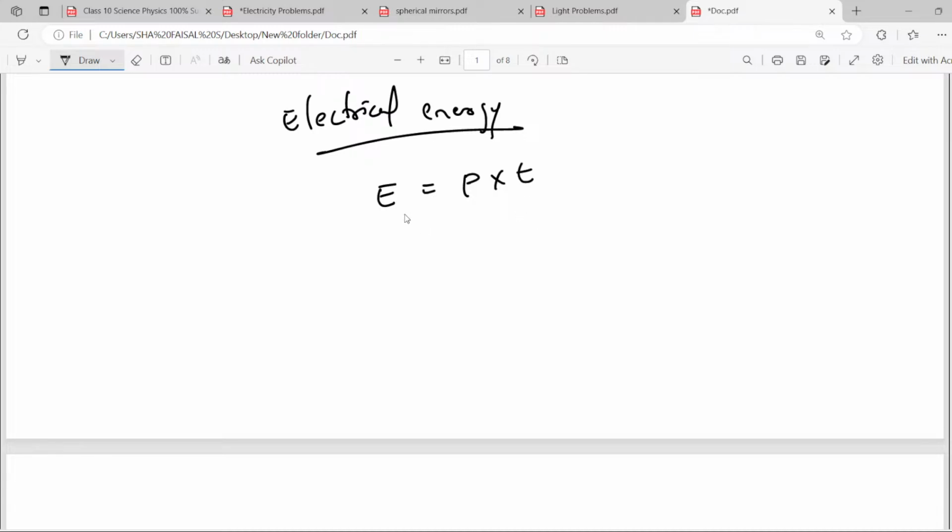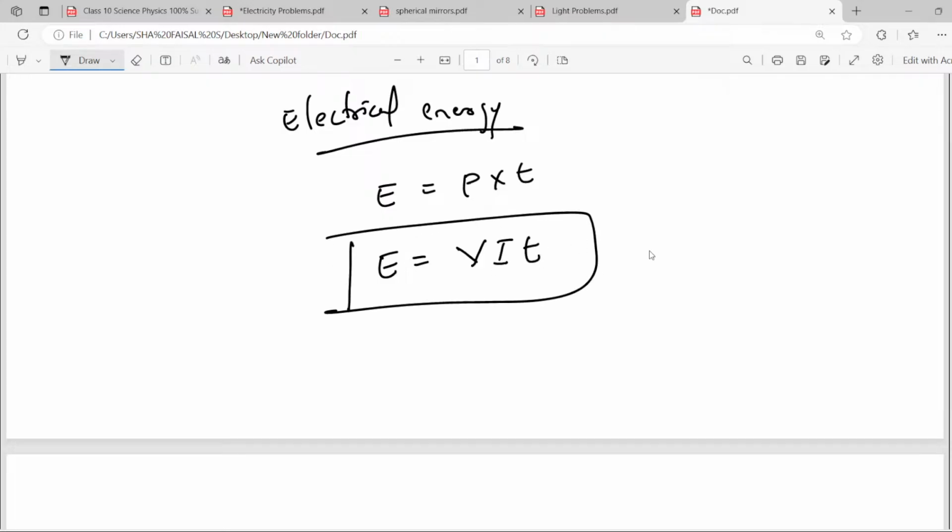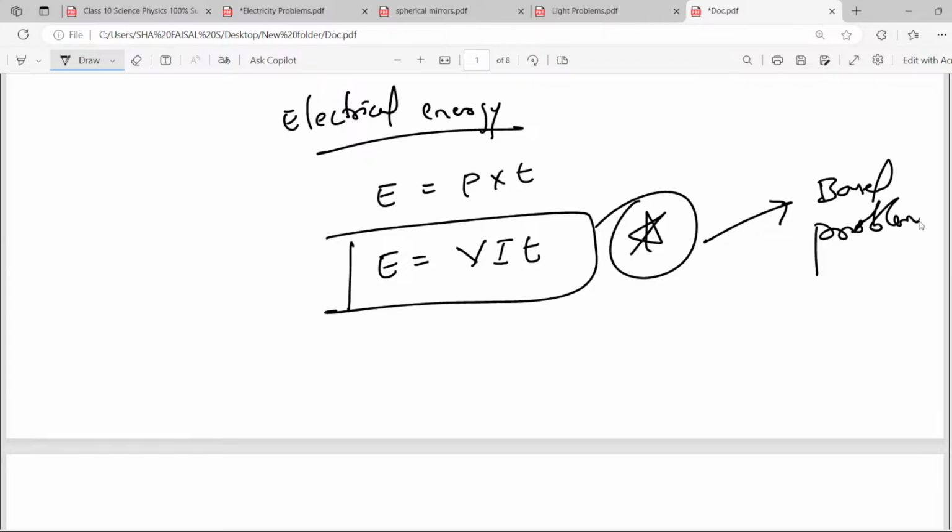What is the formula to find electrical energy? E is equal to P into T. And if we elaborate further, we can write E is equal to V into I into T. Children, this is one of the most important formulas, because based on this we solve many problems. Even this year you can expect a question based on this formula. E is equal to V into I into T. So how did we get this?